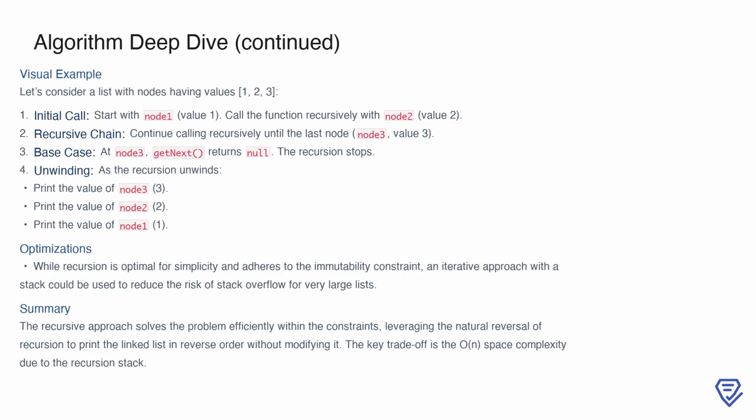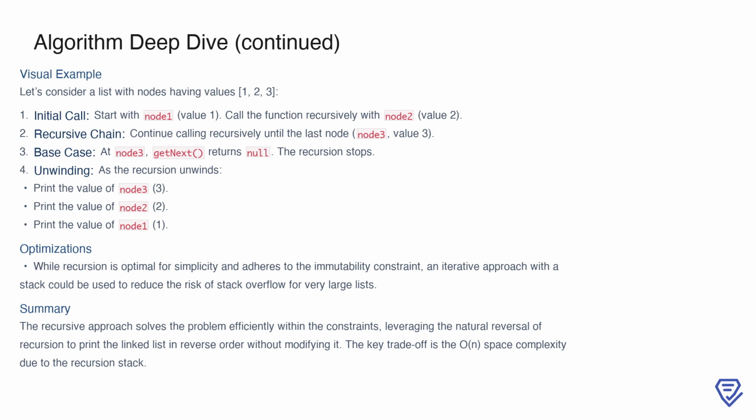To visualize this process, imagine a linked list with nodes containing the values 1, 2, 3. The function starts with the first node, node 1, which has the value 1. It calls itself recursively with the next node, node 2, which has the value 2, and this chain continues until the last node, node 3, which has the value 3.